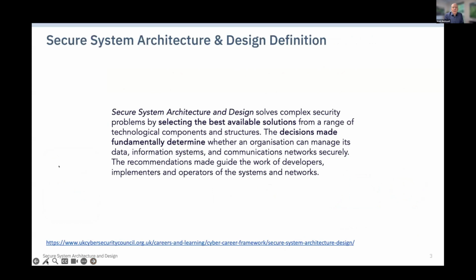So I went back to the definition, which is part of the secure systems architecture and design. They talk about the role as selecting the best available solutions, and decisions made that fundamentally determine whether an organization can manage its data and information systems and communications networks securely. So it's really about making decisions so that you develop the best solution to meet the requirements of the organization. And that's not just thinking about security, it's often thinking about other risk aspects like availability, and even usability of the solution. So that's the foundation of what secure systems architecture and design is all about.